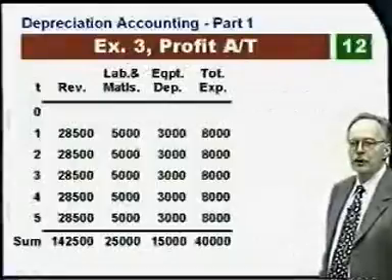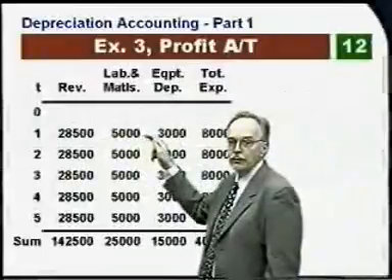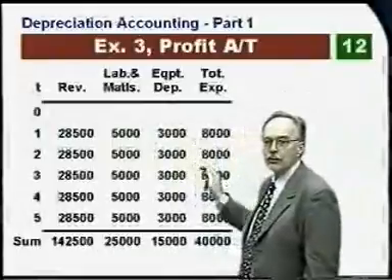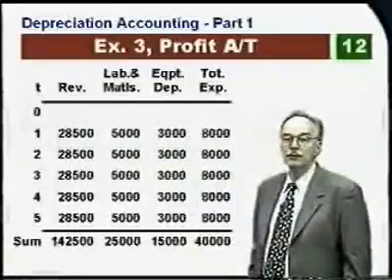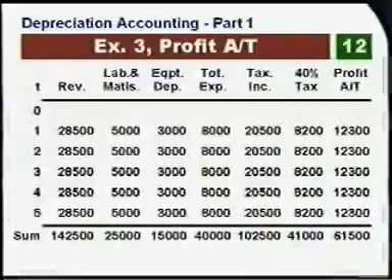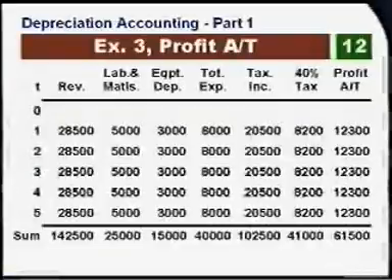Here we have the table, at least the first part of it, for example 3. We have revenues, $28,500 per year, labor and materials expenses, $5,000, and equipment depreciation each year, $3,000. So the total equipment expense is $15,000. Then we have a subtotal for total expenses, and then as we complete the table, we'll see the taxable income. We subtract the total expenses of $8,000 each year from the revenues of $28,500, giving us a taxable income of $20,500. The 40% tax then gives us a profit after tax of $12,300. And that, of course, is for each year. The sum total is $61,500.